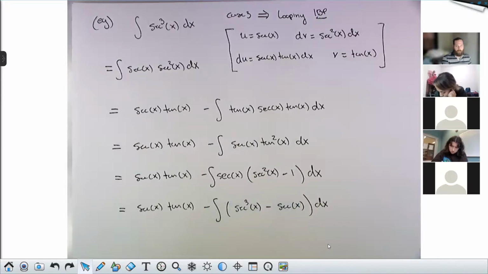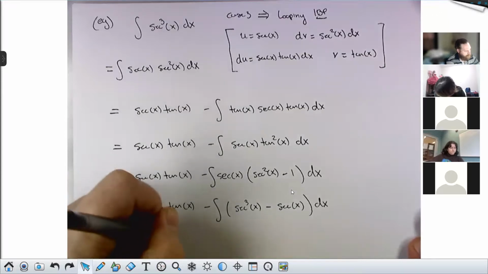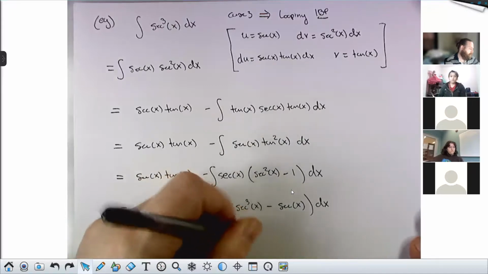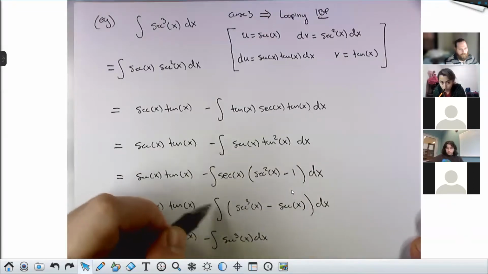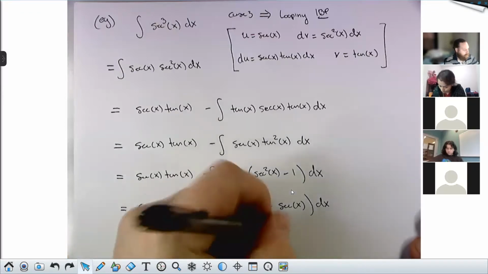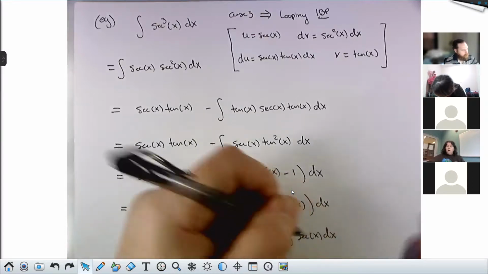Now in this next step, I'm going to do two things. I'm going to distribute this negative. So I'll have negative secant cubed plus secant and split up the integral. So this is secant x tangent x minus the integral of secant cubed x dx. That's the negative secant cubed here. And then this negative hits this negative and makes it a positive. So that's plus secant. So I'll have plus the integral of secant x dx like this.